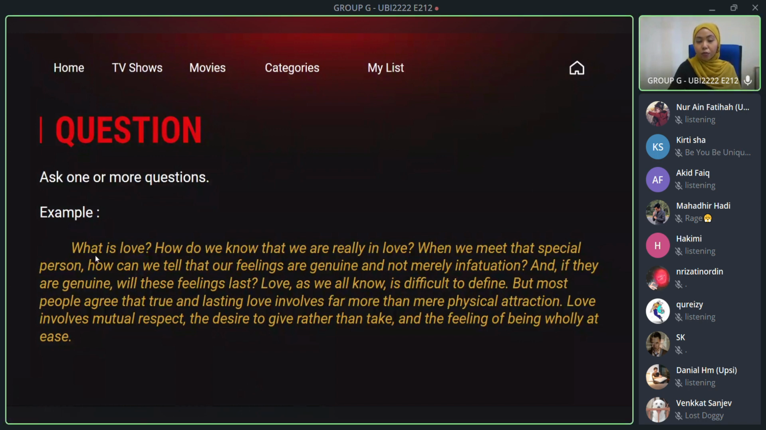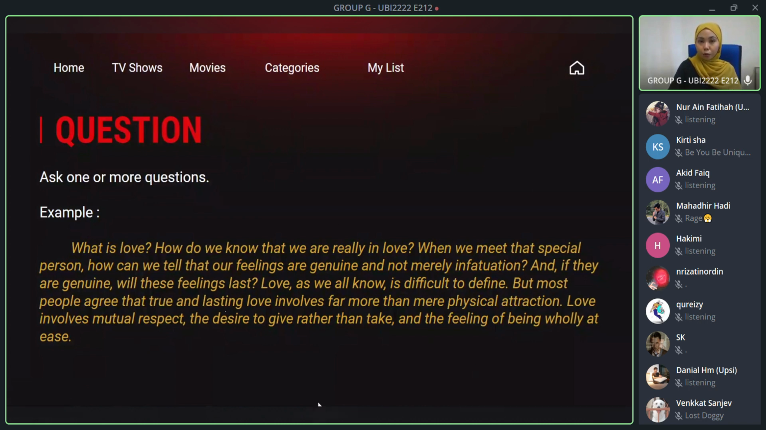So the writer starts off by asking questions, and then he talks about love, as we all know, is difficult to define. Then he says that it's far more than mere physical attraction, and then continues with the main idea, which is love involves mutual respect, the desire to give rather than take, and the feeling of being wholly at ease. Basically, this is main point 1, mutual respect; the desire to give rather than take, main point 2; and the feeling of being wholly at ease, main point 3. So this is the first paragraph.